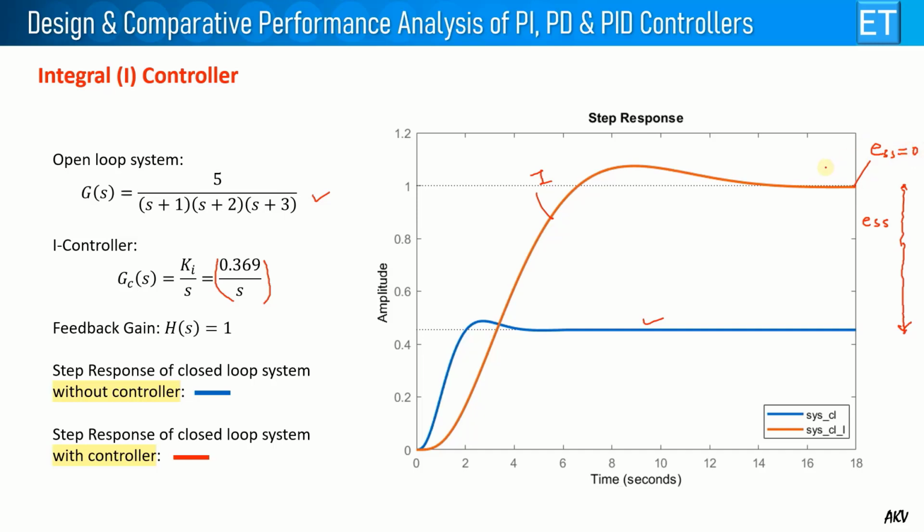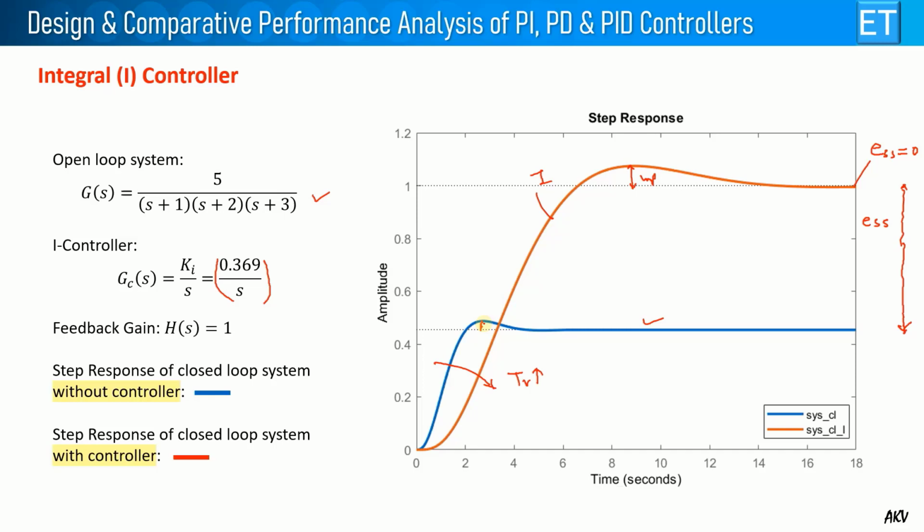So that's the beauty of the I controller. But at the same time, there is a decrement in the speed. I mean, your rise time has increased, so your system response becomes slightly slower. Also, there is a slight increment in maximum overshoot. Okay, so that is the response of your integral controller.